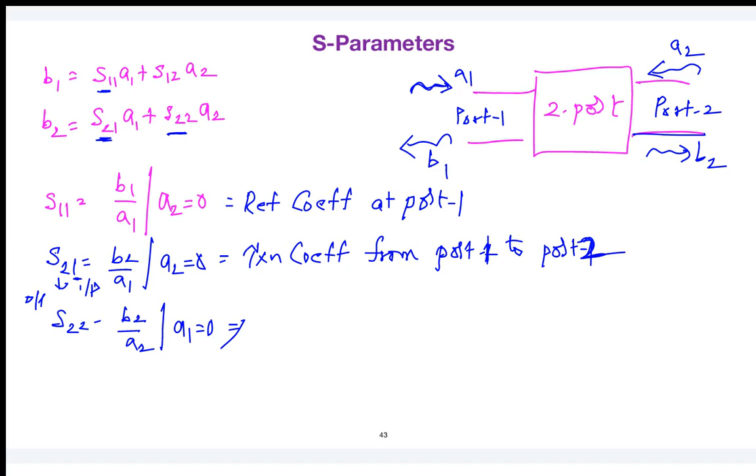And what about S22? S22 is equal to B2 by A2 when there is no A1. I can say it is purely the reflection part at port 2. Agree? This is the reflection coefficient at port 2.